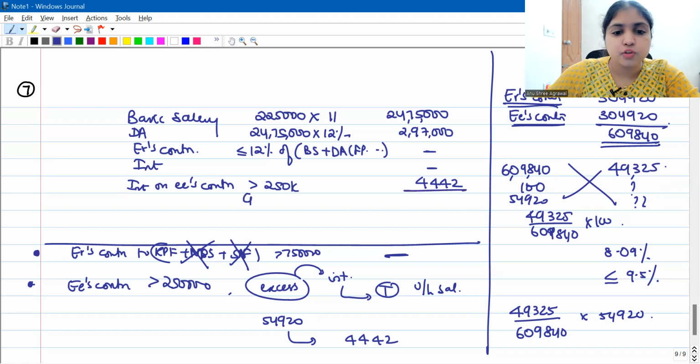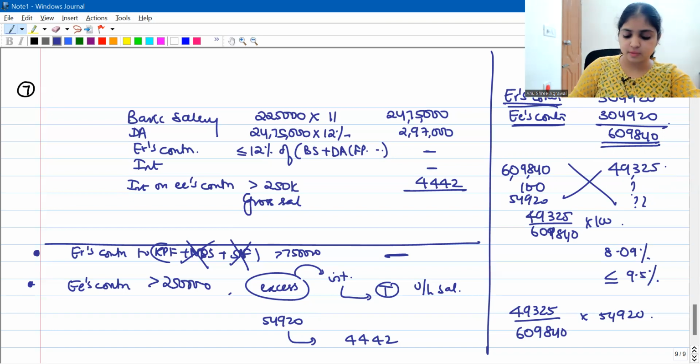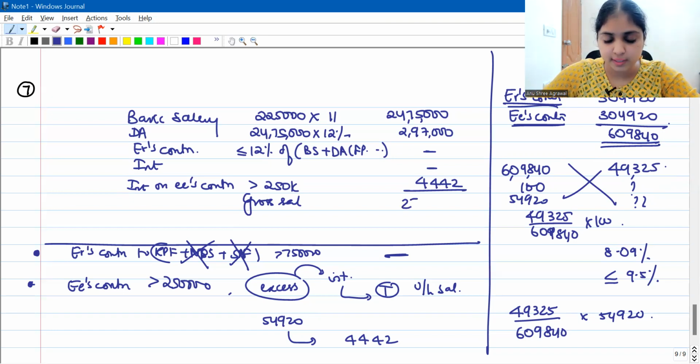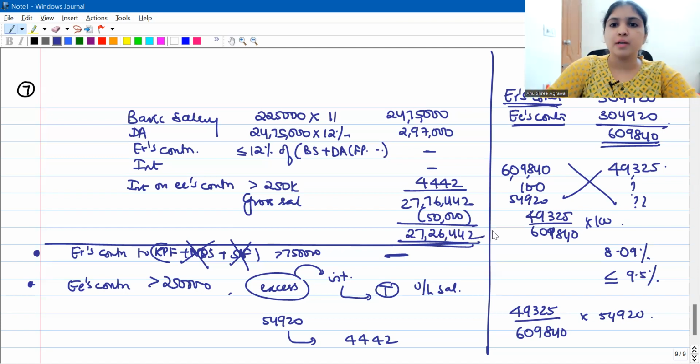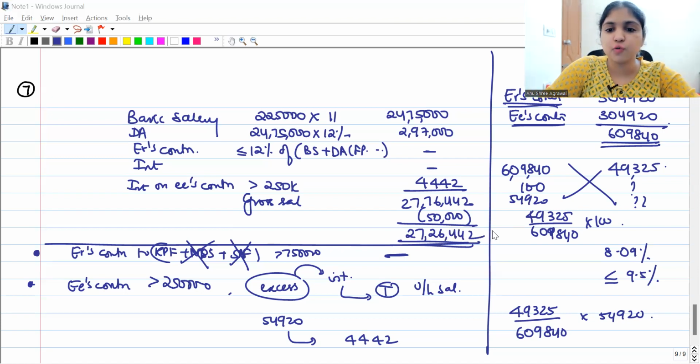No other income. So now if you add up, what is the gross salary of our assessee? His gross salary will be 27,76,442 minus standard deduction 50,000. No professional tax, no entertainment allowance. So his net taxable salary will be 27,26,442. This will be his taxable salary.